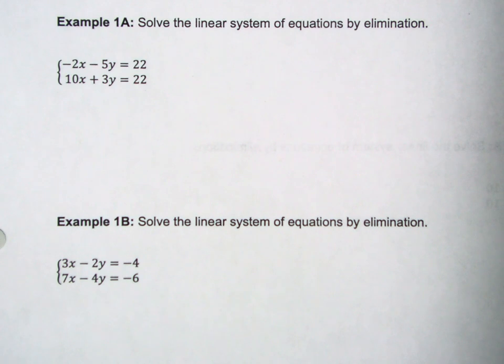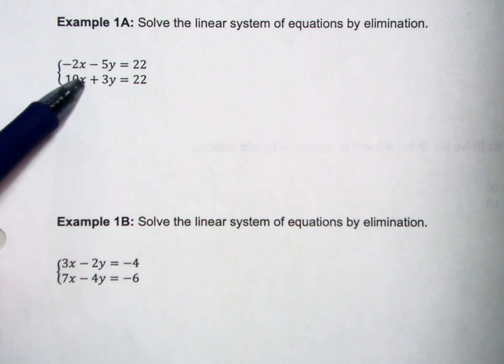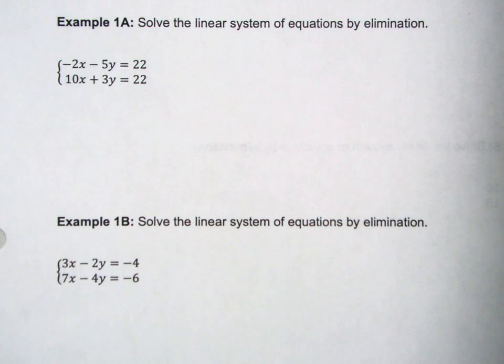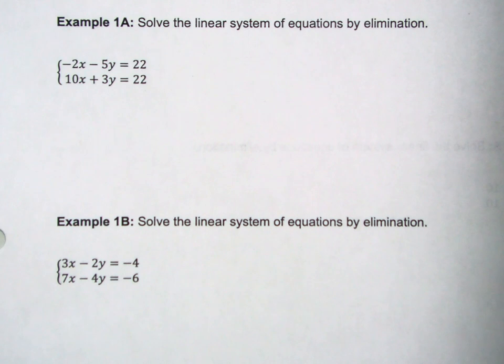So hopefully we realize that if I were to multiply negative 2 by 5, that's going to give me the same coefficient as my x in my second equation. And again, remember we talked about this the other day. We don't care if they're positive and negative, or if they're two positive numbers. We're looking for the coefficient on that variable to be the same. That's ultimately what we want to have happen.